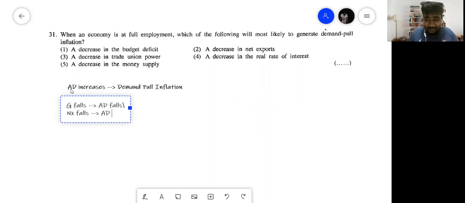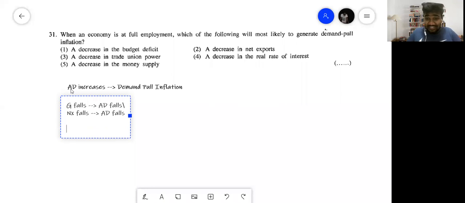AD equals C plus I plus G plus NX. So a decrease in net exports falls. Aggregate demand has to increase for you to have demand pull inflation. If net exports falls, aggregate demand falls. There is not demand pull inflation, it goes the other way. A decrease in trade union power doesn't really affect your aggregate demand, it affects aggregate supply. So I'll just leave that there.